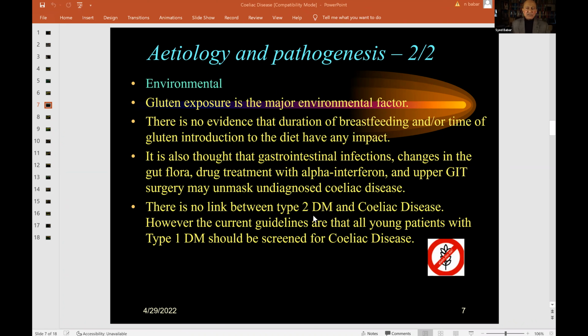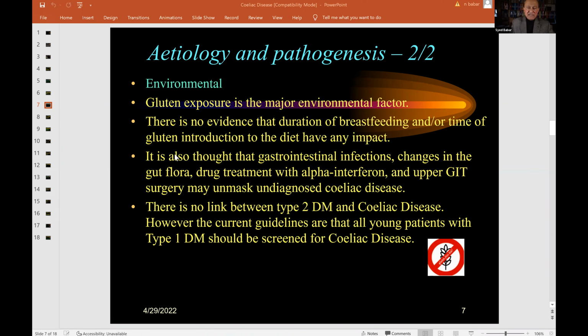By and large, gluten exposure is the major environmental factor. There is no evidence that the duration of breastfeeding, which could be from 0 to 6 months or more, or the time of gluten introduction to the diet has any impact in developing features of celiac disease.